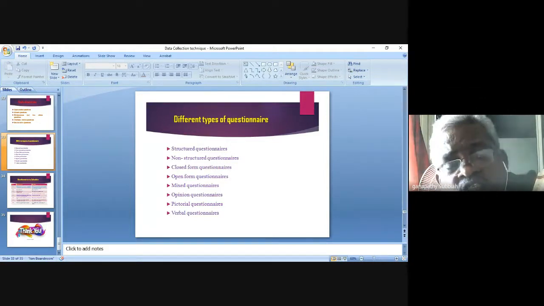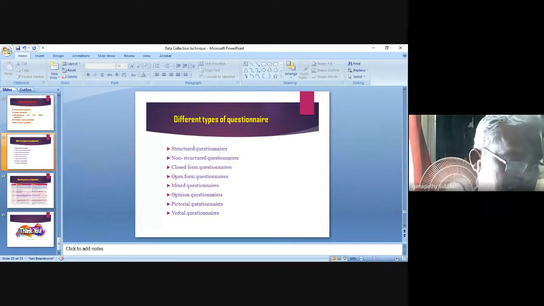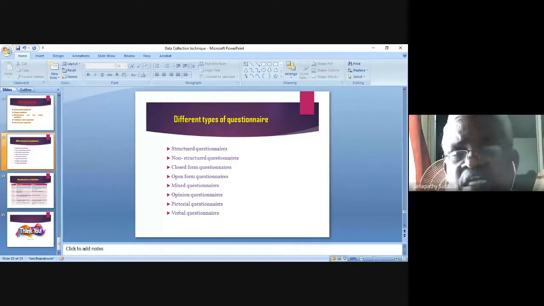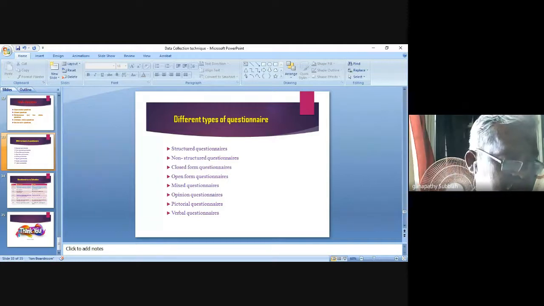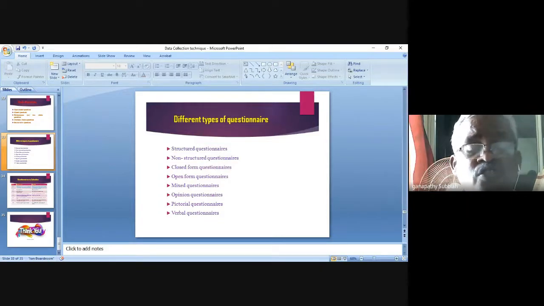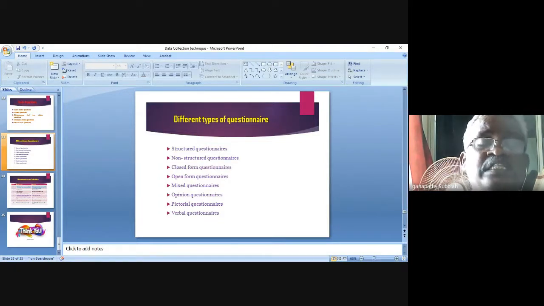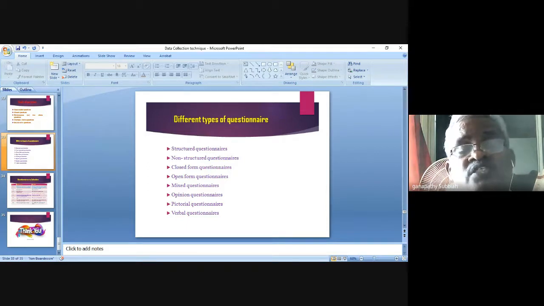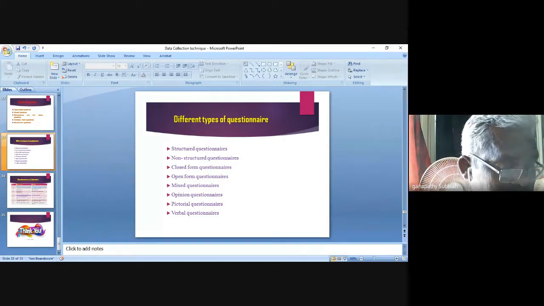Then mixed questionnaires. These types of questionnaire consist of both close-ended and open-ended types. All the varieties of questions should be there in these mixed types of questionnaires.